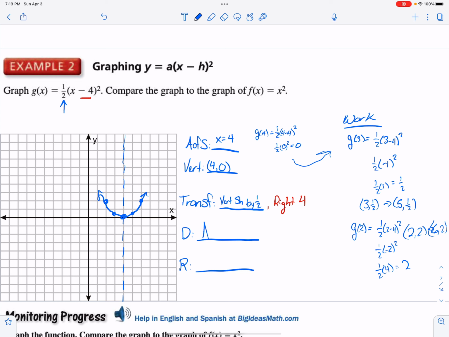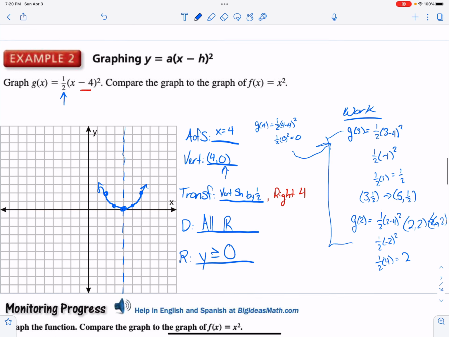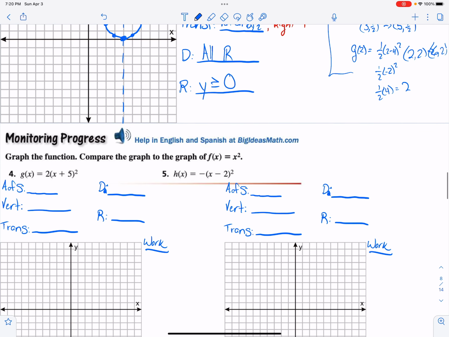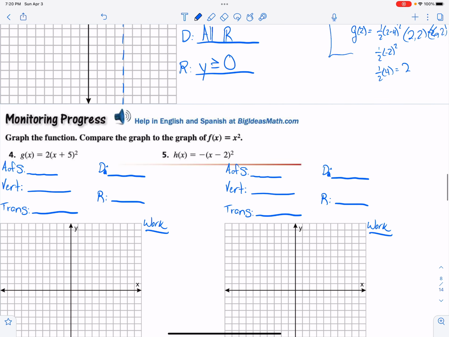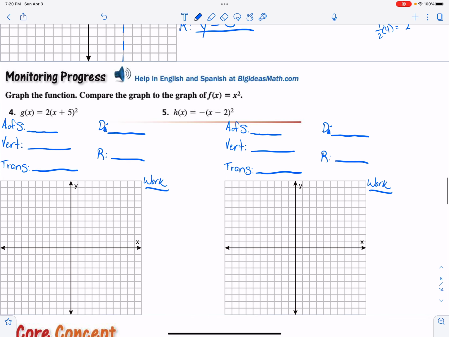Now, domain is always easy. Domain is always all reals. For my range here, I want to look at the y value of my vertex. And because my function is opening up, y is greater than or equal to 0. Again, this stuff right here is absolutely pivotal, that we find a second and third point and reflect them. So on this one, again, when we go to work these out, it should be pretty easy to identify our axis of symmetry.